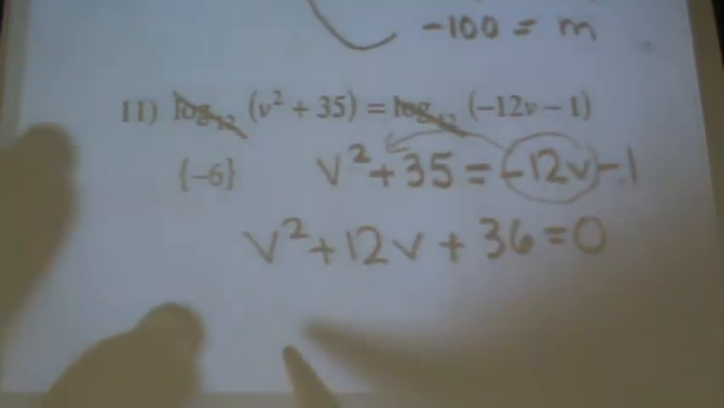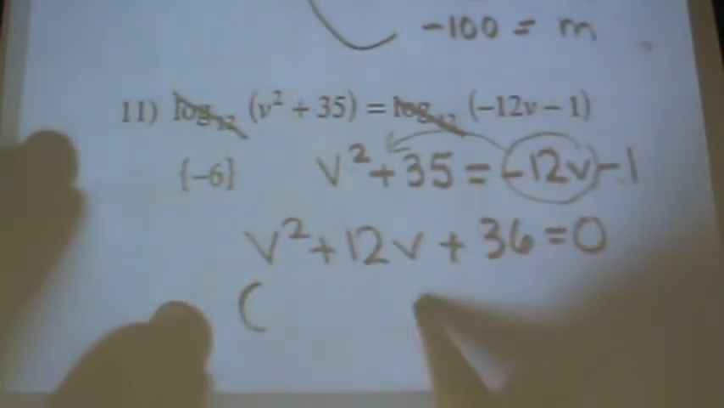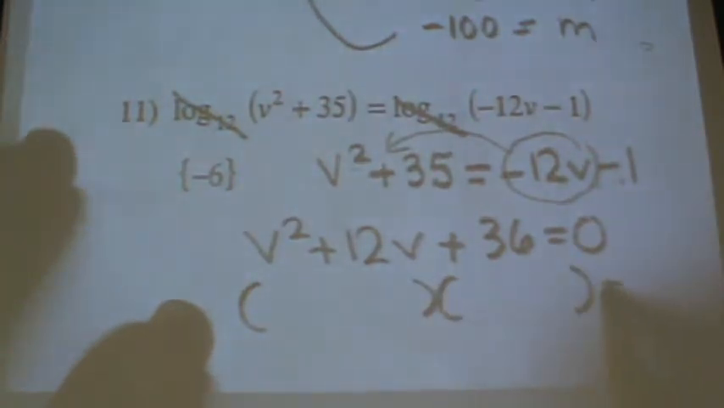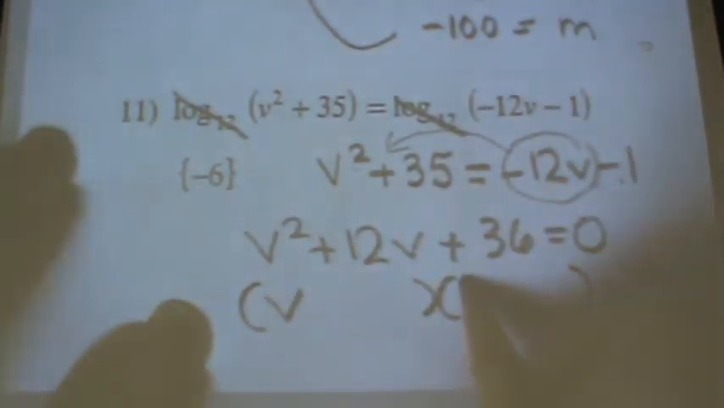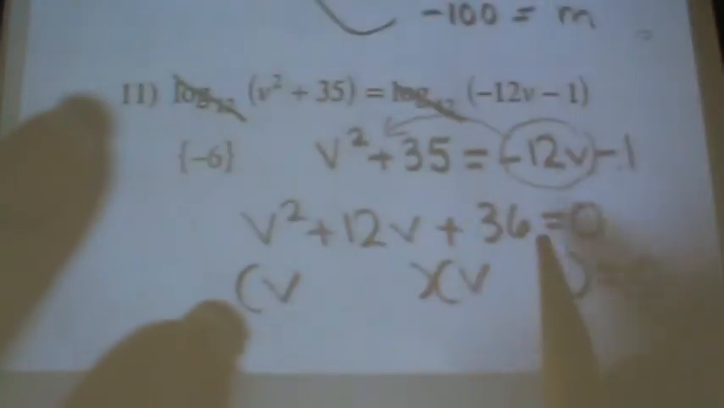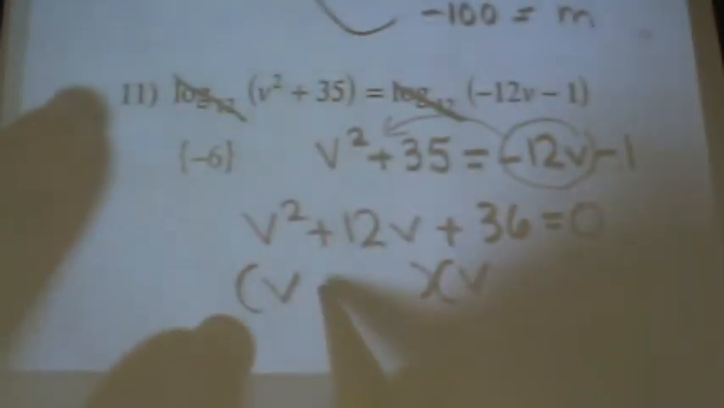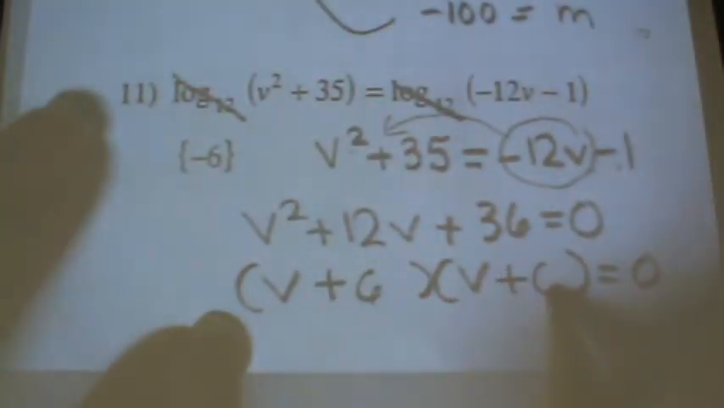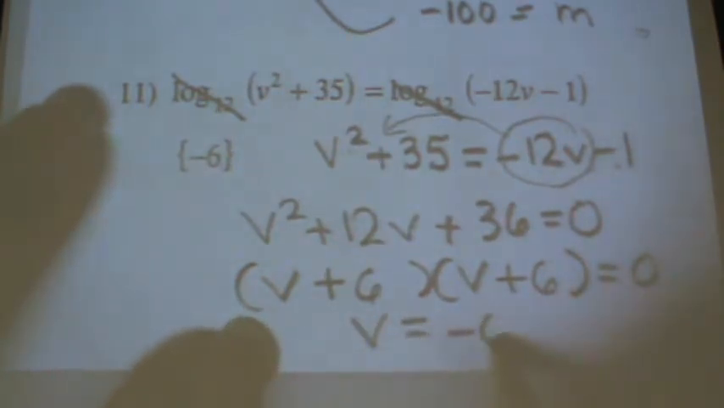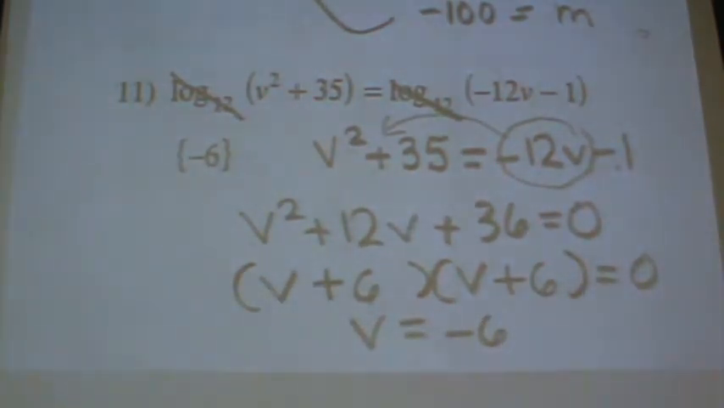Now you should see that this is a trinomial, and what do we do with trinomials with degree of 2? We first try to factor them. Do you guys know what 2 numbers multiply to give you 36 but add to 12? So there's one answer, and that's -6, because they're both the same.